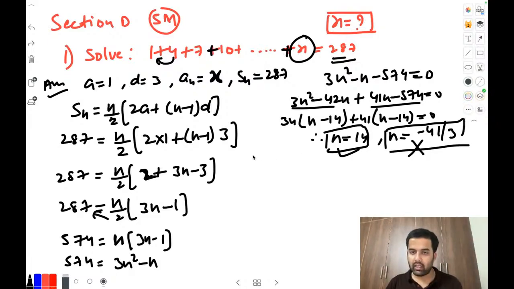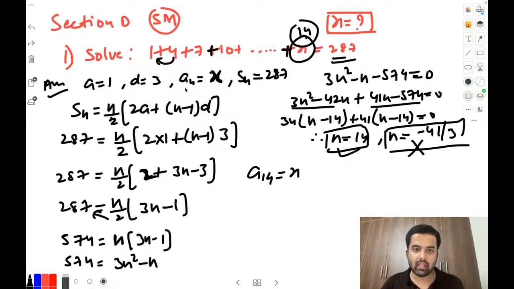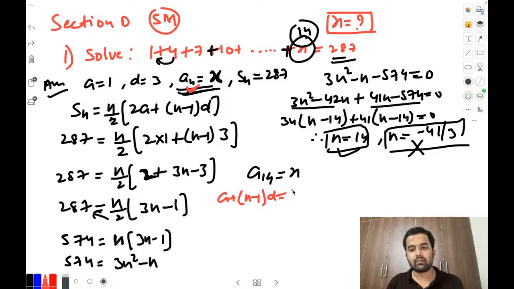N value we got 14, right? So which means A14 is what? X only. This is the 14th place, N value we got, right? So AN. See here we kept AN. N place we kept what now? 14. See, A14 as X, correct? A14 stands for what? Let me write the equation of that one. A plus N minus 1 into D equal to X.